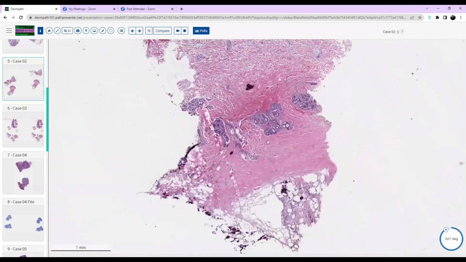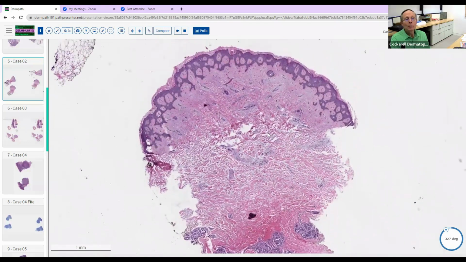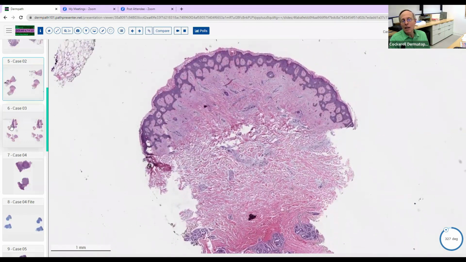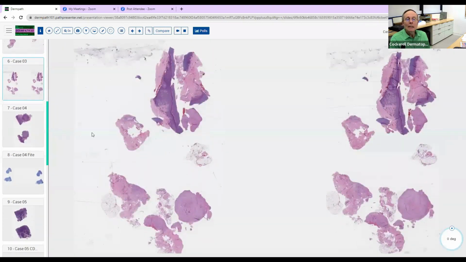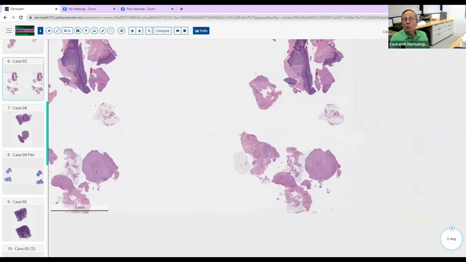Gotcha. Thank you so much, Dr. Cockerell. It's an interesting biopsy, but yeah, you're not going to see that exact thing on the board, but at least now you've got a good differential for sclerotic collagen.